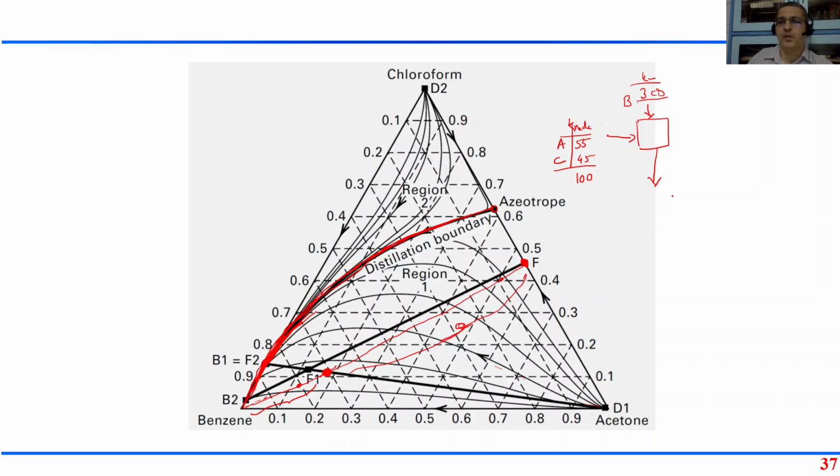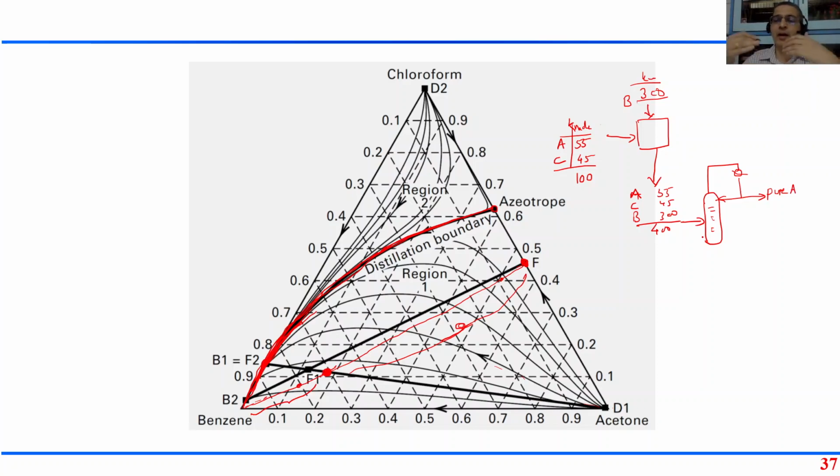Ternary diagram. So I would have 400 kilomoles acetone, chloroform, and benzene: 55, 45, 300. Now if I distill this, with a good amount of reflux and a large number of stages, I would essentially get pure acetone here. How many stages would be required?